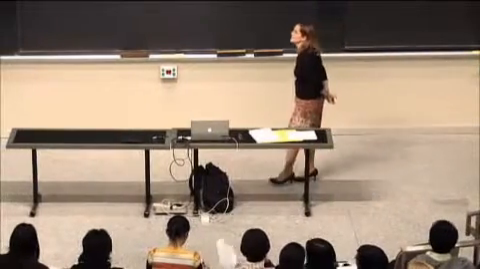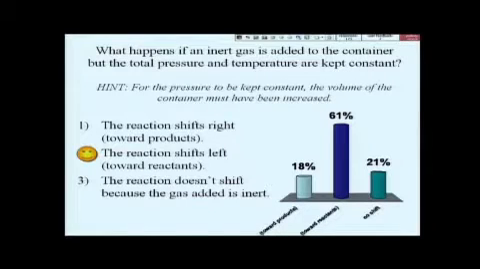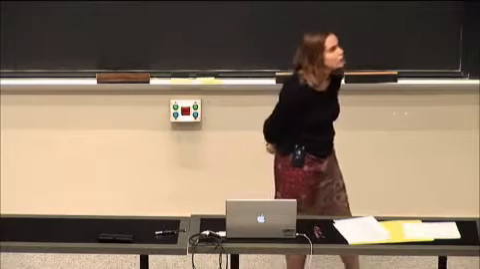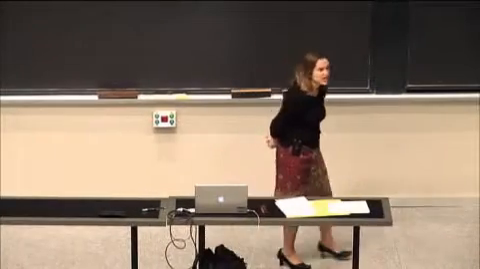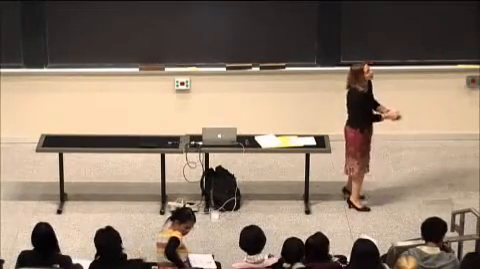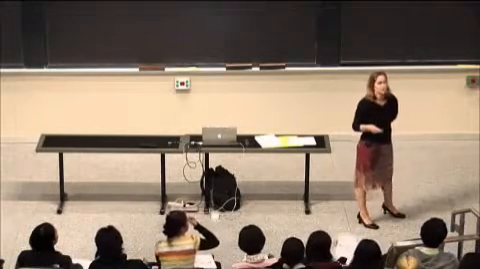All right, so let's think about it. The reaction is going to shift toward reactants. Let's think about why. Let's break it down. What was important is that hint that for the pressure to be kept constant, the volume of the container must have increased. So let's take a look at that. If the total pressure didn't change when you added an inert gas, the volume must have changed. Let's look at this. Say oxygen is our gas of interest and N2 is an inert gas.